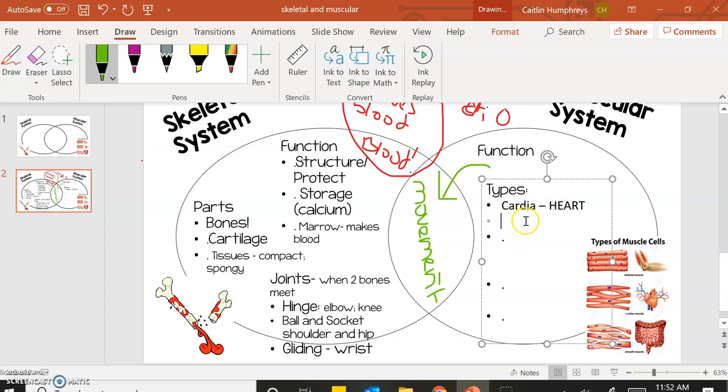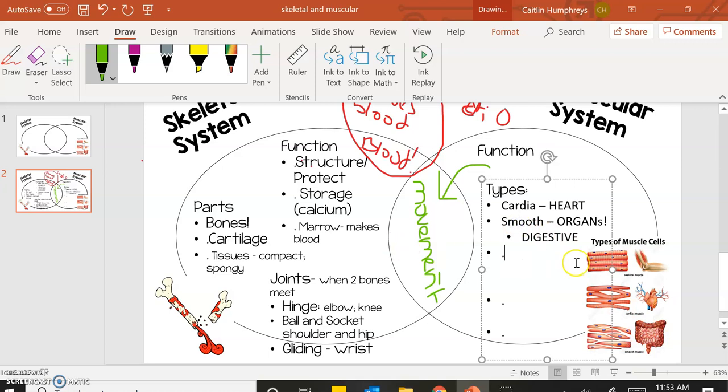The next kind is our smooth muscle, and our smooth muscle is all of our organs. So when we say our muscular system works with other systems, the biggest system it's going to work with is digestive, because your entire stomach is made of smooth muscle. Your muscular system works with your digestive, because your tum-tum, your small intestine, your large intestine, everything we learned about yesterday is made of smooth muscle.